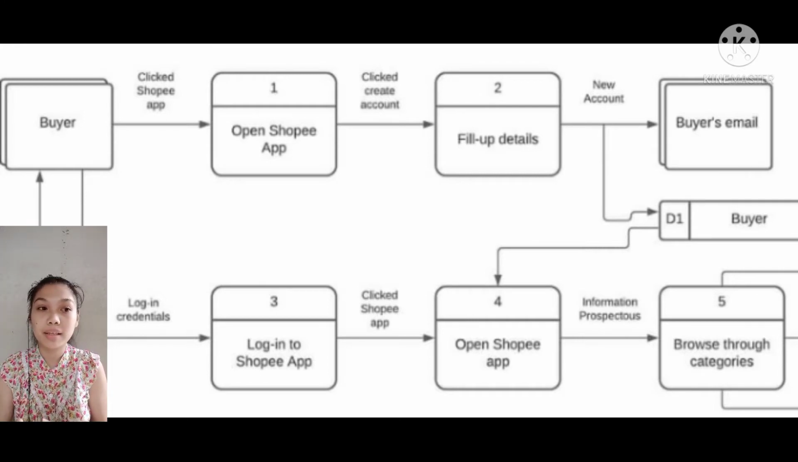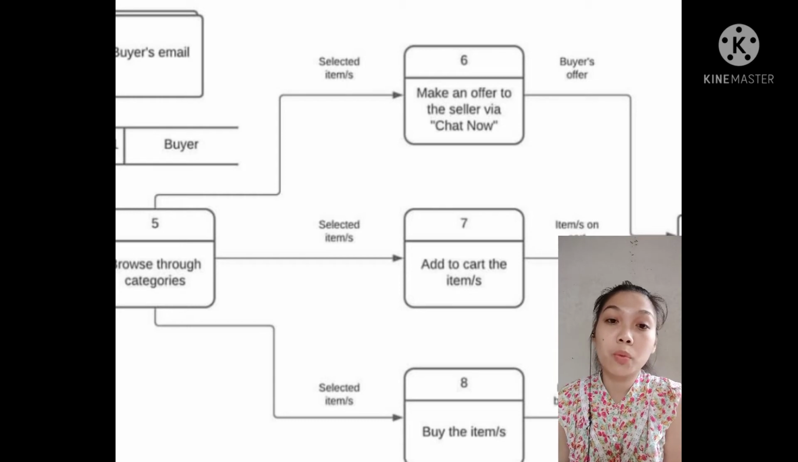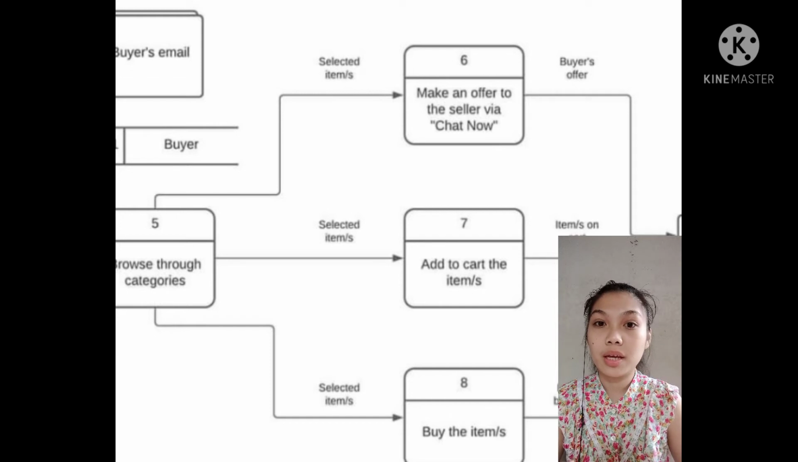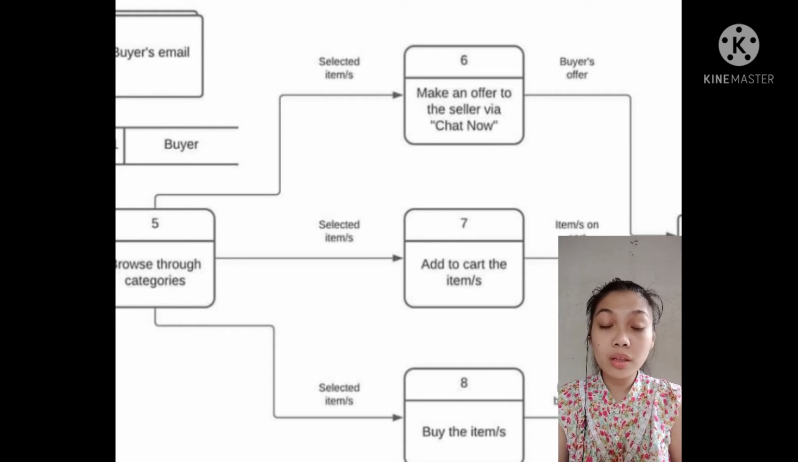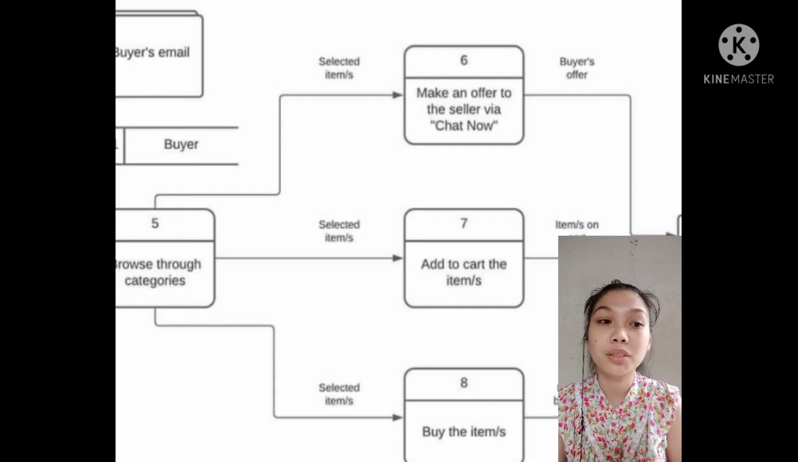Now that we have created a new email, the entity of the buyer's email, our data is now being stored in the Shopee app. We're going to proceed to the login in Shopee app. Now that we have login credentials, our data has been stored. The buyer's data has been stored in process number 4, which is to open the Shopee app.